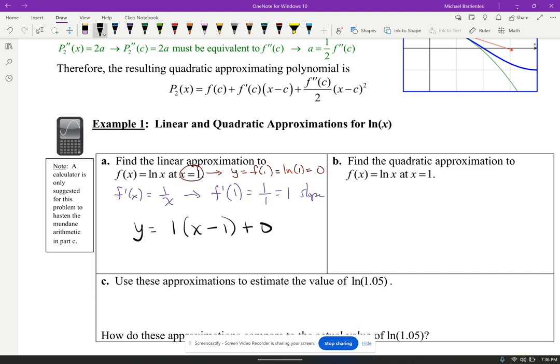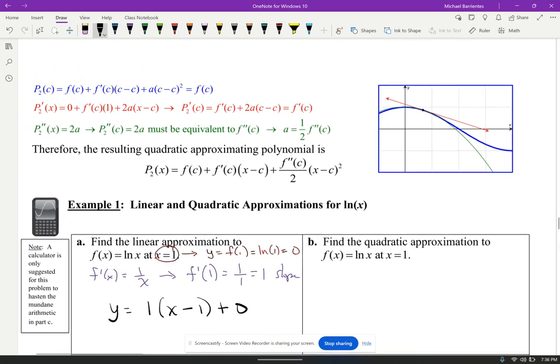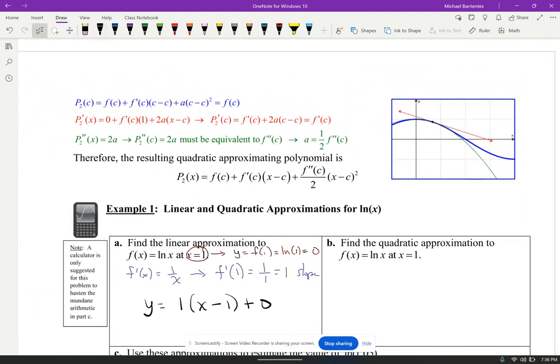So just like we found the derivative here and substituted the 1 in there, we're going to find the second derivative. So why do we do that? Because I want the curvature to also match. So not only do I want my function to have the same y value, I also want it to have the same slope, and I want it to have the same curvature or concavity.